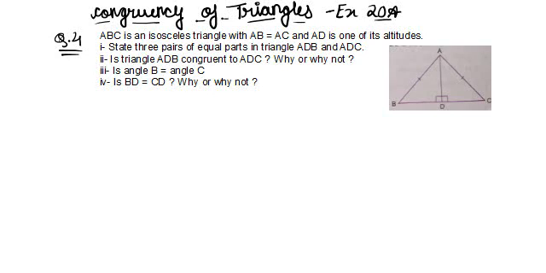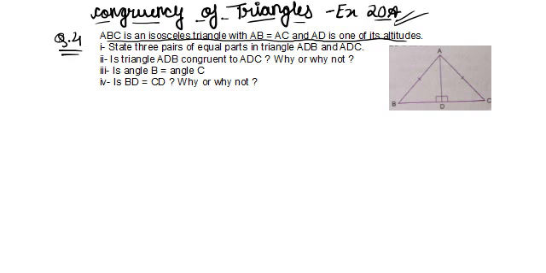In this video, we are going to solve ICSE Mathematics Class 7 Chapter 20 Congruency of Triangles Exercise 20A. And this will be the fourth question. ABC is an isosceles triangle with AB equals to AC and AD is one of its altitudes. So two triangles are given.